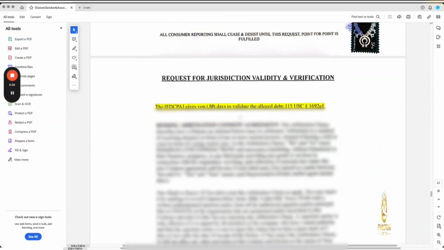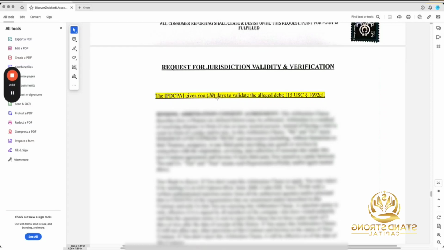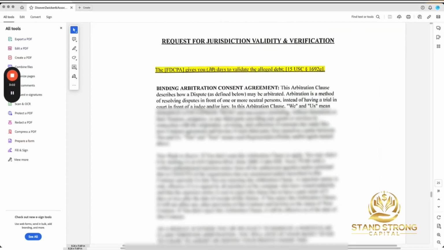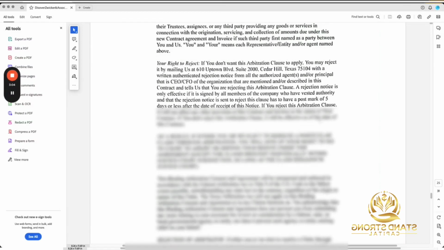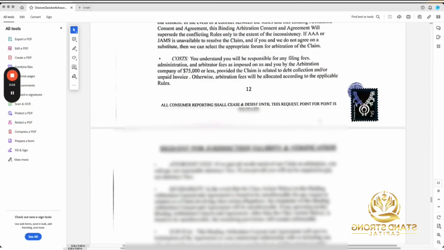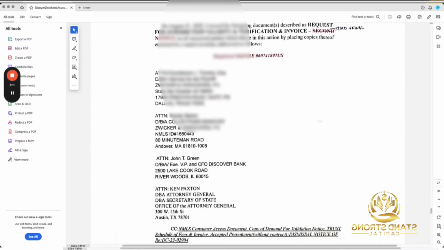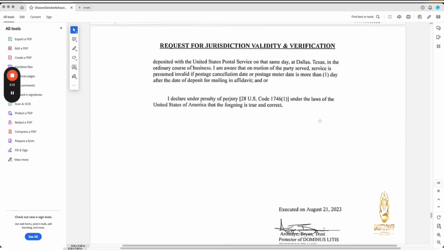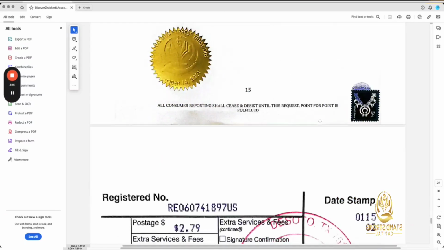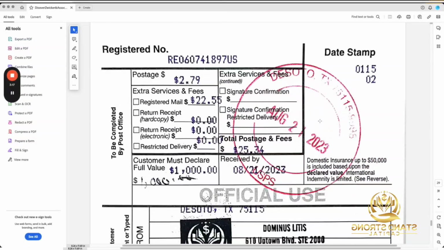All right. Now we're hitting them with this FDIC notice. It gives you 30 days to validate this alleged debt. Okay, so they can't validate it. Why? Because it doesn't exist. All right. Now, as I was saying before, I'm just scanning through this information so you can see that this is real information that I'm using actively.